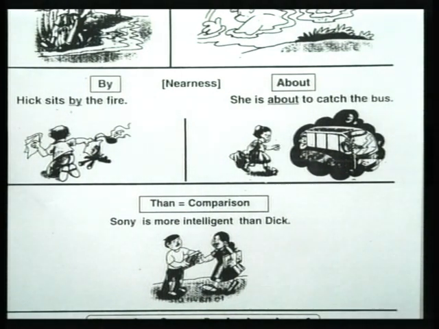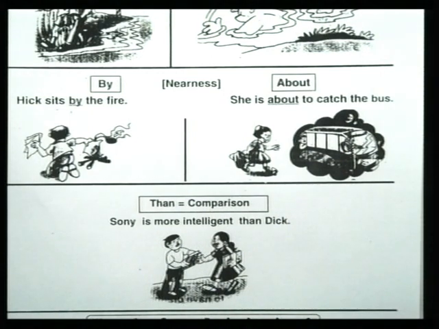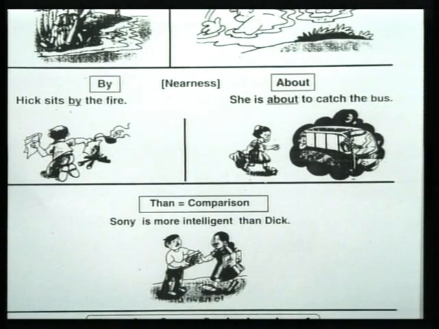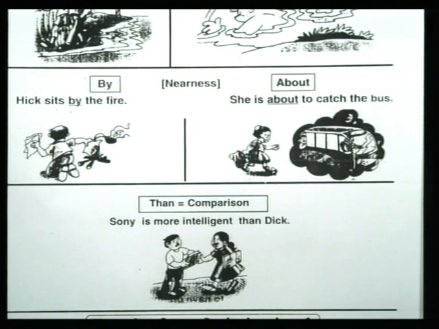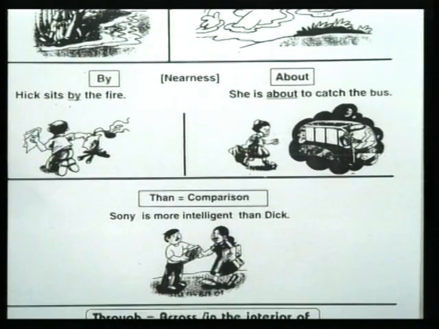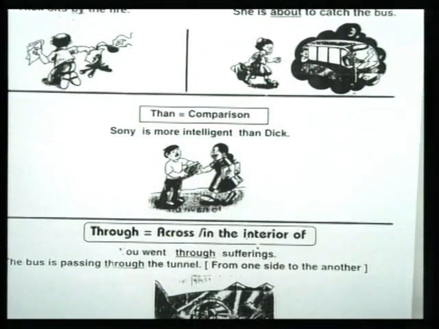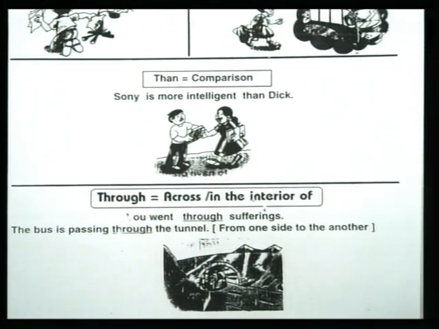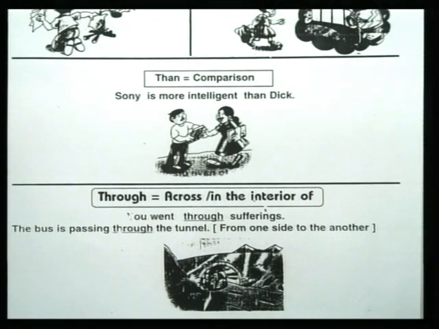Now the next is than. Than is used in comparison of adjectives. It is used in comparative degree. So Sony is more intelligent than Dick. So this is comparison of two things or objects. So we can say that they are used in comparison of degrees, which are positive, comparative and superlative, which are the three stages of comparison of adjectives.